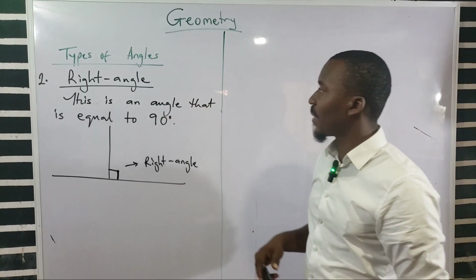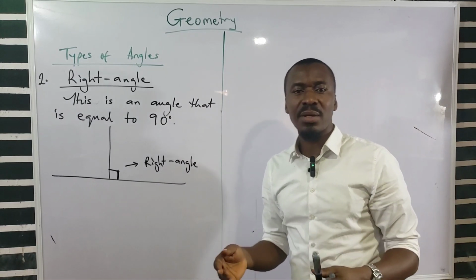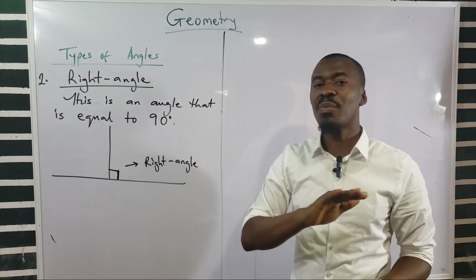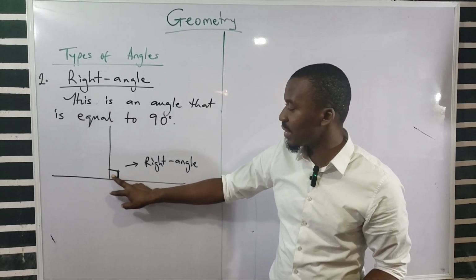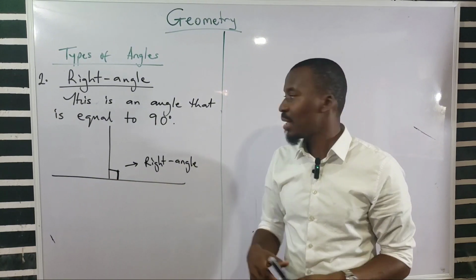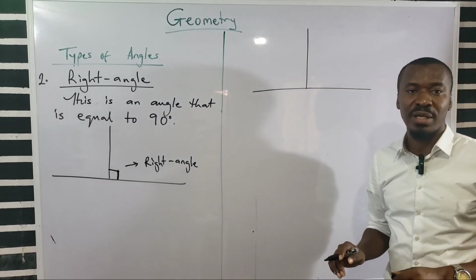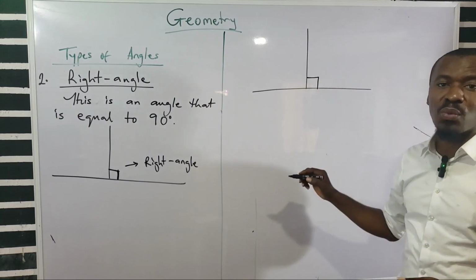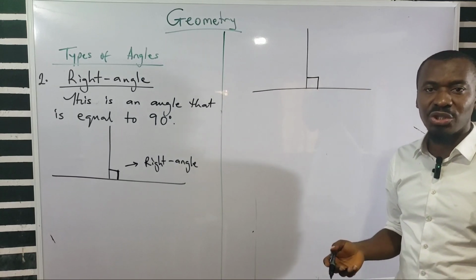The second type of angle we are going to look at is a right angle. So what is a right angle? A right angle is any angle that is equal to 90 degrees. Most times you will not see 90 degrees written anywhere. What you will see is a block like this. Whenever you see this sign, it is a right angle, which simply means that point is 90 degrees. We also say that the two lines are perpendicular to each other. Whenever two lines meet and form 90 degrees to each other, we say that line 1 and line 2 are perpendicular to each other.